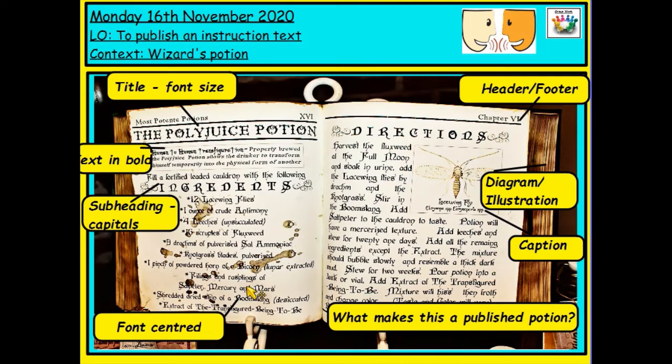We also have a header or a footer, so that is something that either goes at the top or at the bottom, so that shows what chapter we are on in this book. We have a diagram and an illustration, and we also have a caption to go with it, so a little sentence describing what the picture is. And we want you to think about what makes this a published potion. So how do we know this is a published piece of text?